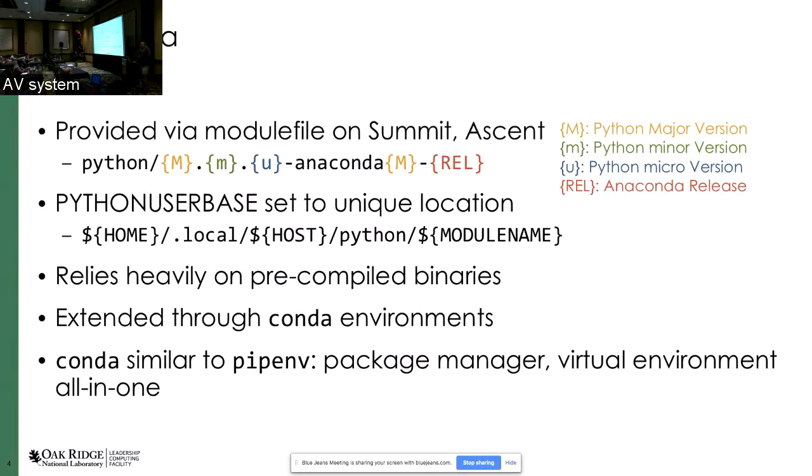And if you want to use a unique Python base for those modules, you have to set it explicitly yourself. One of the pros and cons to Anaconda is it heavily relies on precompiled binaries. Everything you install using Conda, which is Anaconda's both package manager like pip and virtual environment manager like virtualenv. So Conda actually behaves similar to pipenv, if anyone here has used that tool, which we don't provide on our machines just because of the way it works, putting everything in your home directory.